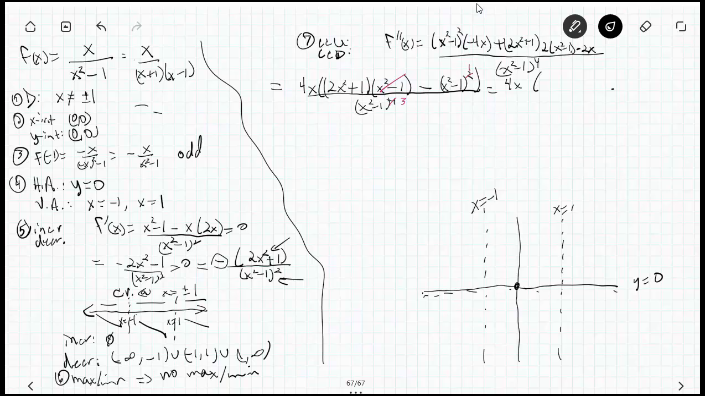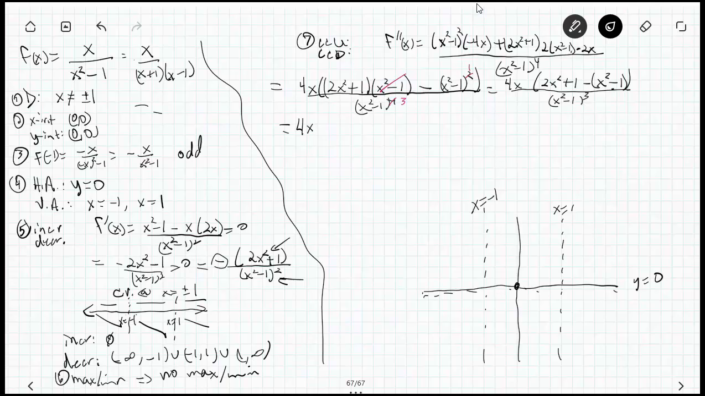All right, this is going to be 4x times 2x squared plus 1. This guy's now gone. Minus x squared minus 1. I'll put the parentheses back around it, because that squared turned into a 1. This whole thing is over x squared minus 1 cubed. I'm doing algebra to simplify my job a little bit. I haven't even set this thing equal to 0 yet, have I? All right, so what do I end up with?